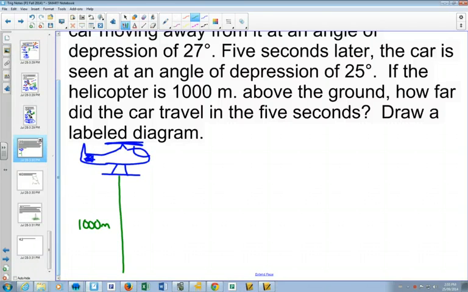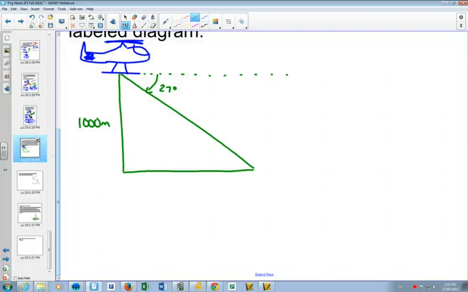Remember, an angle of depression is always measuring from a horizontal line looking down. So here's our helicopter. We need to draw a horizontal line, and it's looking down at an angle first of 27 degrees. So if I go down 27 degrees, right down to the ground, here is the car to begin with.